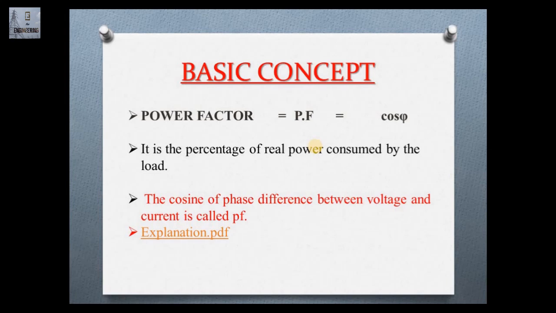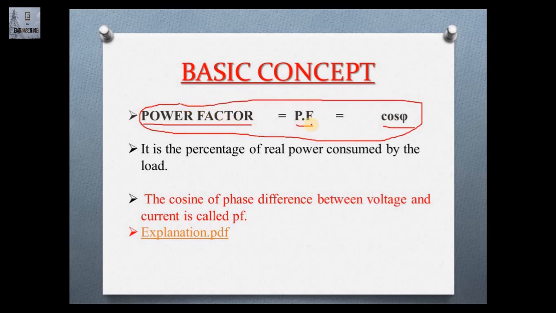Okay, so at first the basic concept, the power factor or the PF, short form of power factor. Also it is called the cos phi. So if an interviewer asks for any of these three, the answer will be the same. If you are working in an industry or any factory, you will hear the PF term very often.